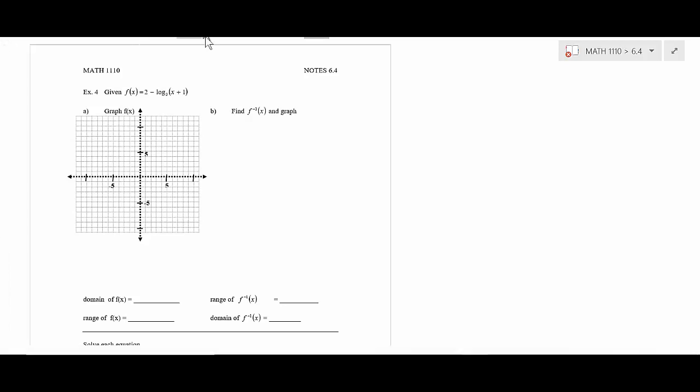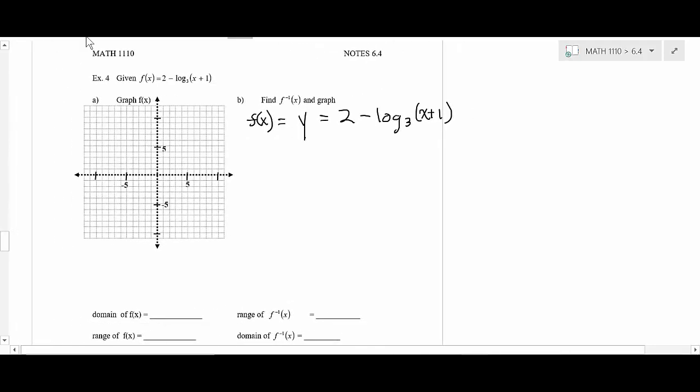Okay, so let's go ahead and find the inverse. The function I'm giving you is f of x, and I'm going to write that as y equals 2 minus log base 3 of x plus 1. Okay, we're going to find the inverse of that. All right, so this is just like the last problem primarily. What do you need to do with the variables to find the inverse? Flip them. Okay, so this is going to be x equals 2 minus log base 3 of y plus 1.